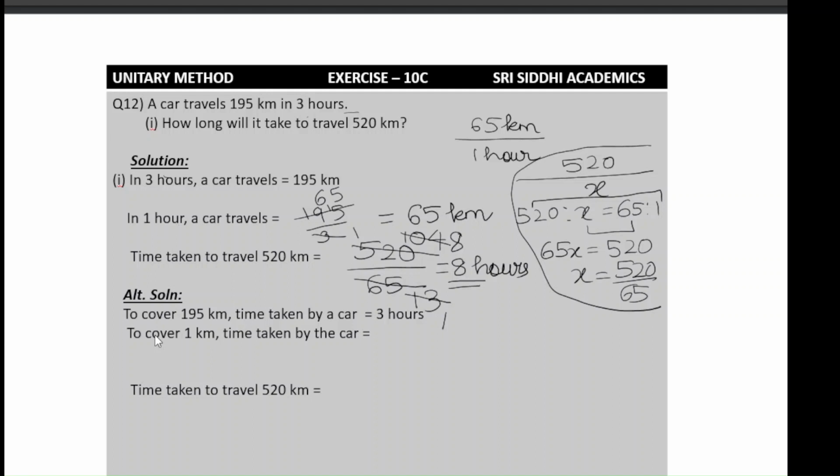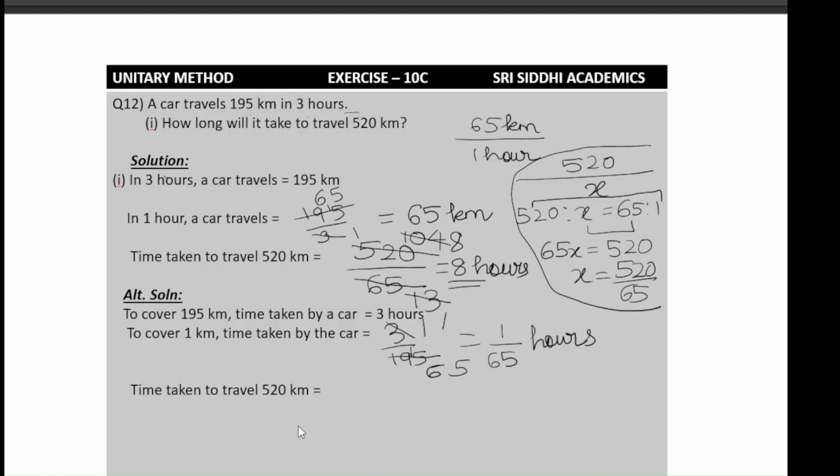So let's right now find out, to cover 1 kilometer how much time does the car take. So 3 by 195. Okay, so it will be 3 ones are 3, 3 sixes are 18, and then 1 comes here, 3 fives are 15. So it is 1 by 65 hours. Let's keep it like this. Let's not change it right now. This is the time taken by the car to travel 1 kilometer. Let it be like this, a fraction.